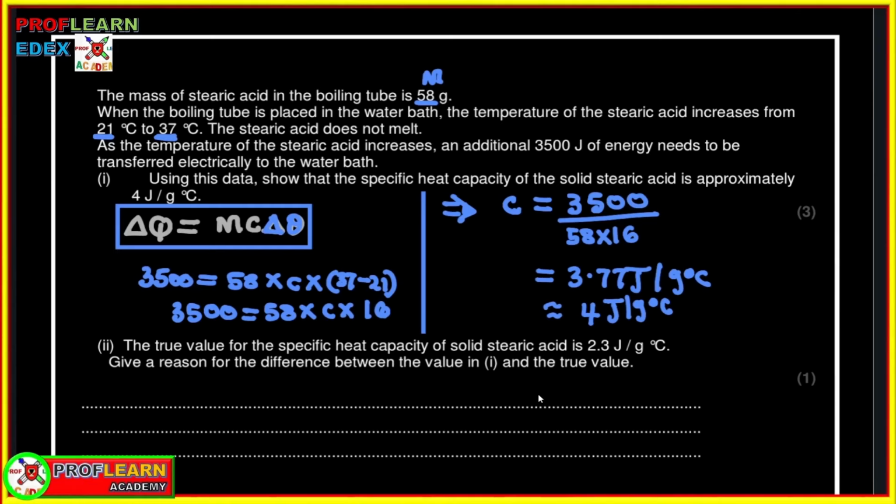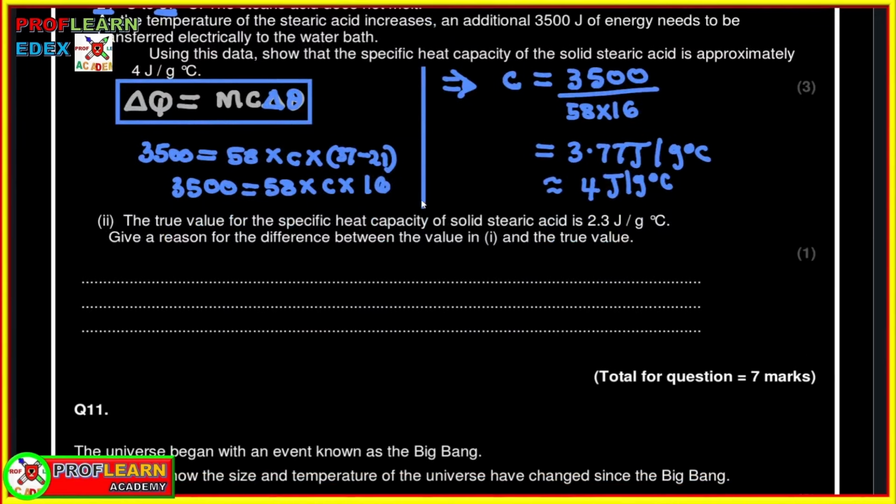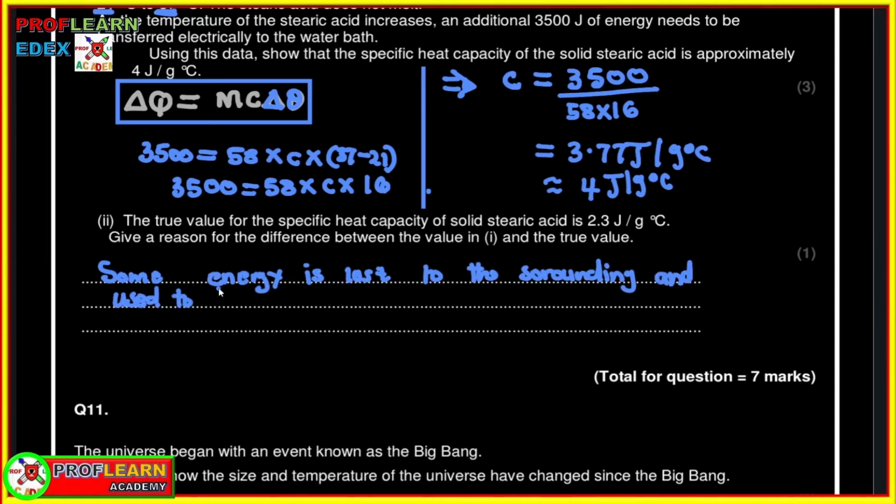The true value of the specific heat capacity of the solid, as said, is 2.3. So why is it that it's 4? We can give a reason and say that some of the energy was absorbed by the glass test tube, or some energy was lost to the surroundings. That's why our experiment is not accurate. More energy was absorbed to raise the temperature of the surroundings, and maybe the temperature of the test tube.